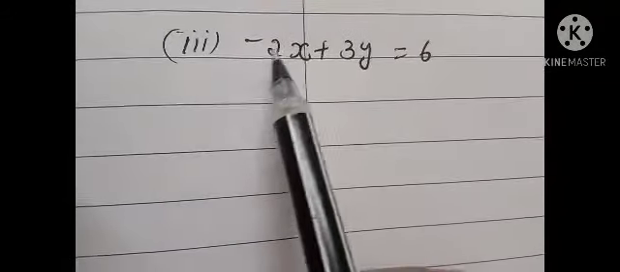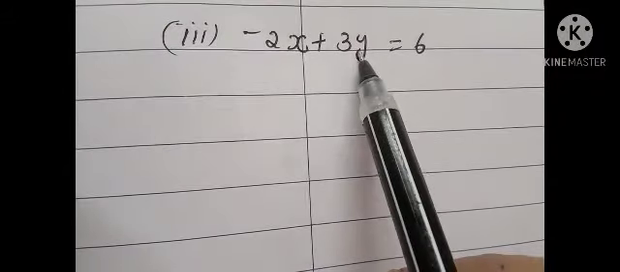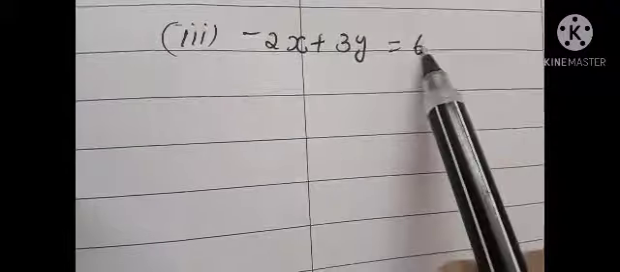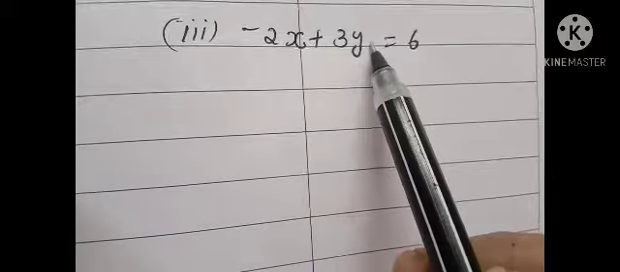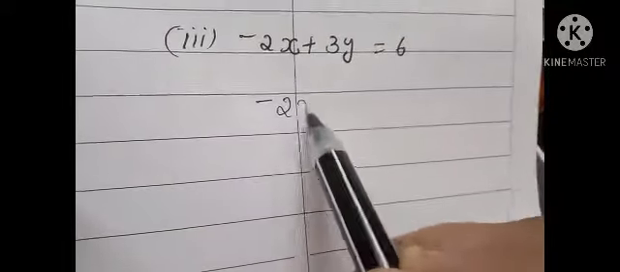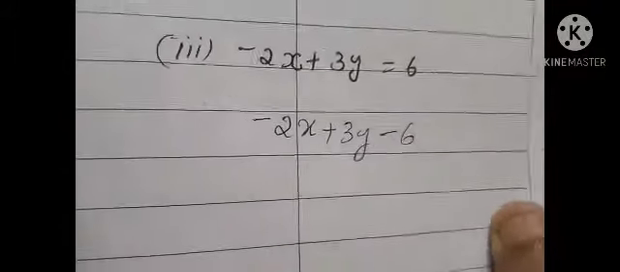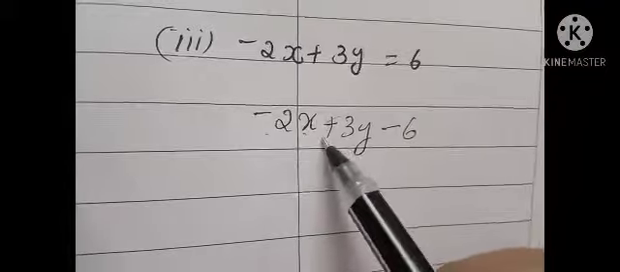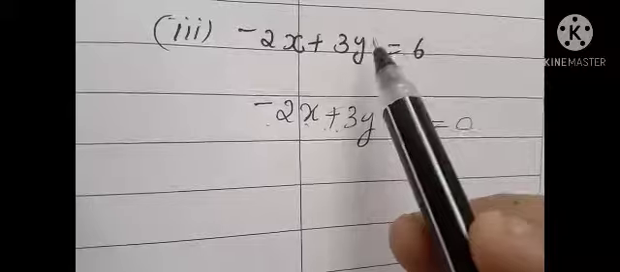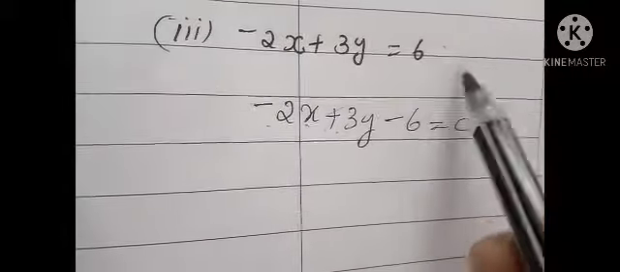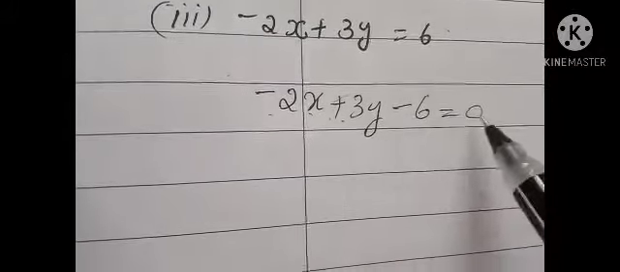This is the third sub question. Negative 2x plus 3y equals 6. Here the terms with x and y are on LHS itself, but the constant is on RHS, that we have to transpose to LHS. Then negative 2x plus 3y minus 6 equals 0. When we transpose positive 6 to LHS, that becomes minus 6. Then there is no other number, so we can write 0. So this is the form ax plus by plus c equals 0.